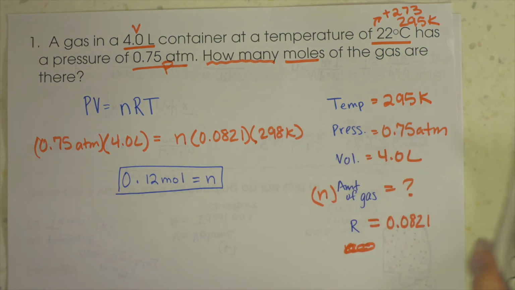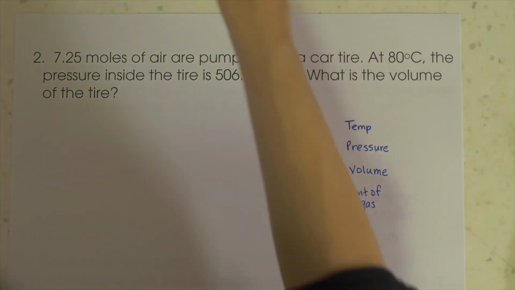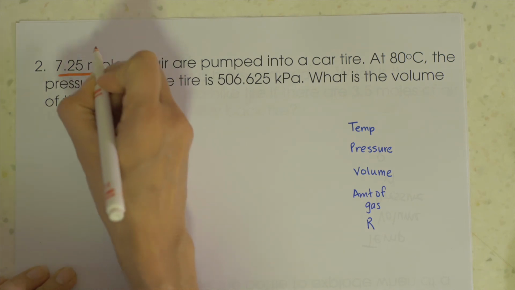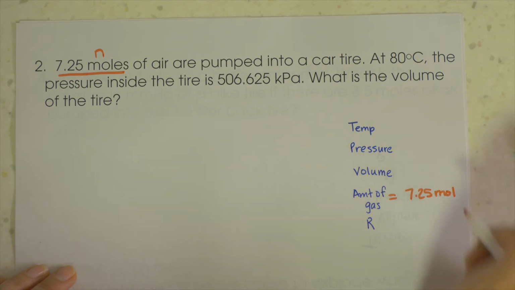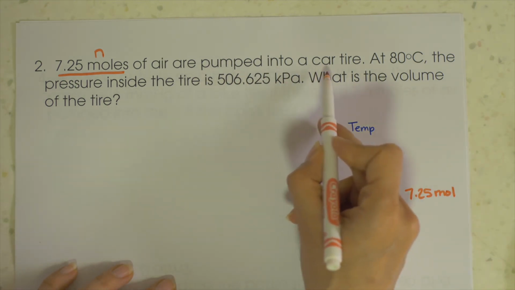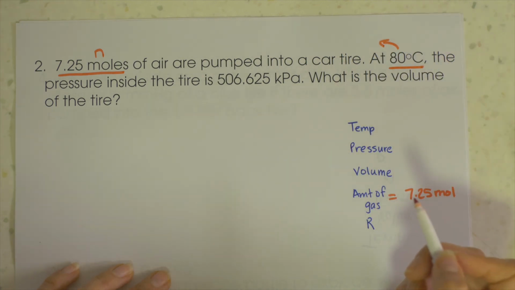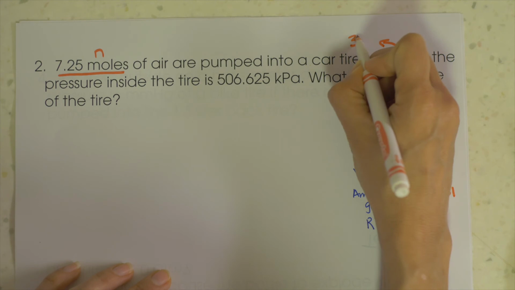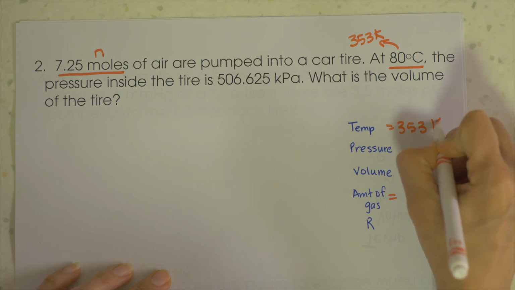Okay, so let's try to do another one. If you wanted to pause or go back to look at that one, you can. Let's do one more of those. At least one more. Okay, so next one, number 2, 7.25 moles. So here I'm given my N, so 7.25 moles of air are pumped into a car tire at 80 degrees Celsius. So right away, we should recognize that we do need to add 273 to that, and that gives me 353 Kelvin, and I can go ahead and write that temperature down here.